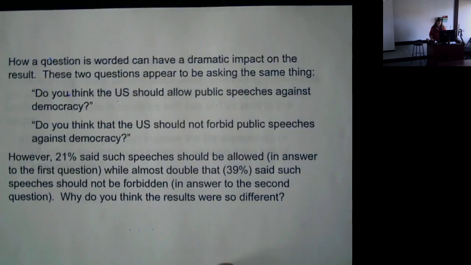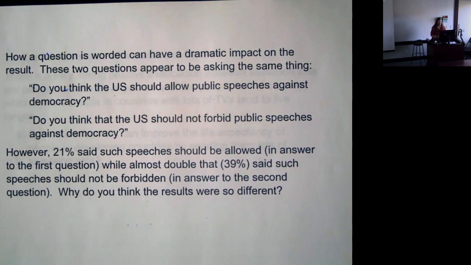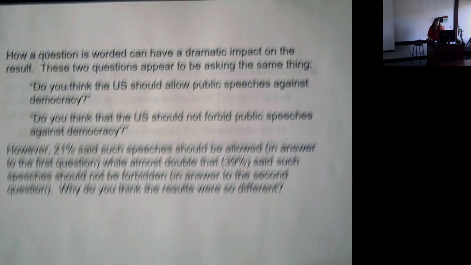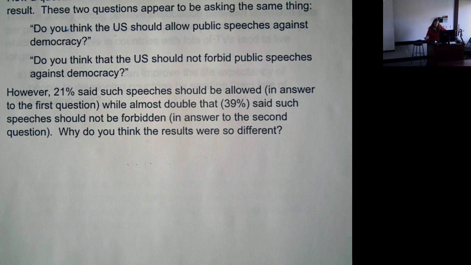Now, if we move on, how a question is worded, not only the sample you use, but how a question is worded, can have a dramatic impact on the result. So here we have two questions. They appear to be asking the same thing. Do you think the U.S. should allow public speeches against democracy? Or do you think the U.S. should not forbid public speeches against democracy? However, 21% said the speeches should be allowed in answer to the first question, whereas almost double that, 39%, said such speeches should not be forbidden in answer to the second question.